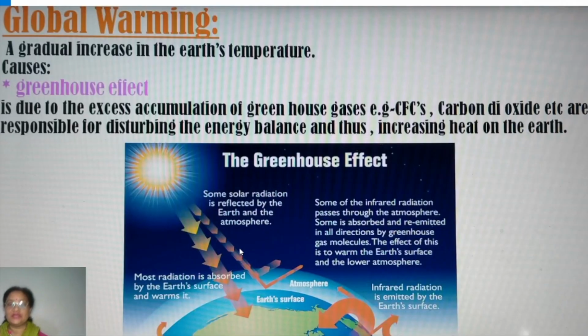So today, once again, I'm starting with the same topic, atmosphere. Under atmosphere, there are a few more things we need to discuss. That is, number one is ozone depletion, then global warming, greenhouse gases, etc. Now, first of all, the first topic which we have to start is ozone depletion.